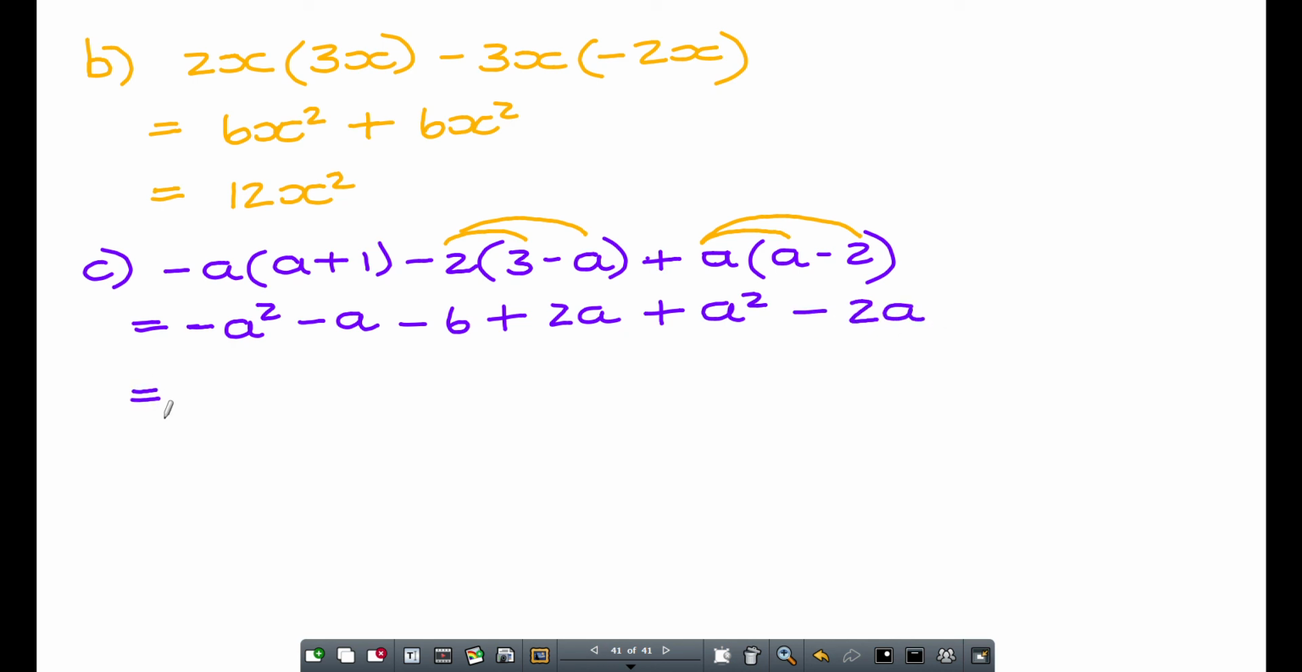Okay, now we go look for like terms. Can you see that I have got minus a squared plus a squared? And those are going to give me 0. Okay, let's look at the a's. I've got minus 1 plus 2. So far I've got 1. And then minus 2 again, which means I've got minus a or minus 1a. Okay, then the normal numbers were just the minus 6. Okay, any questions there?